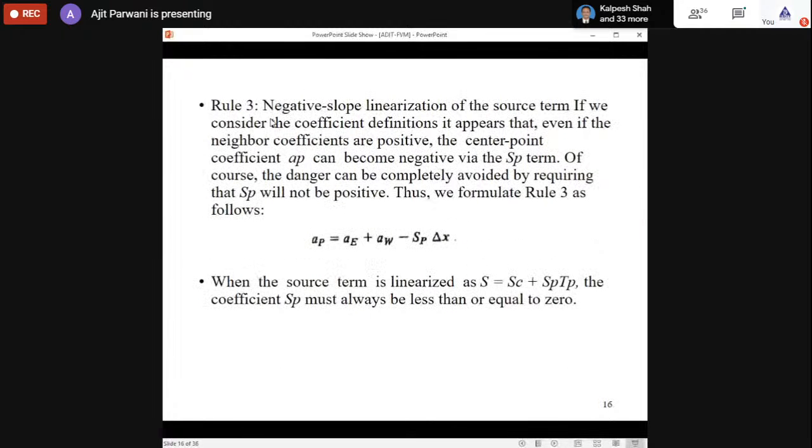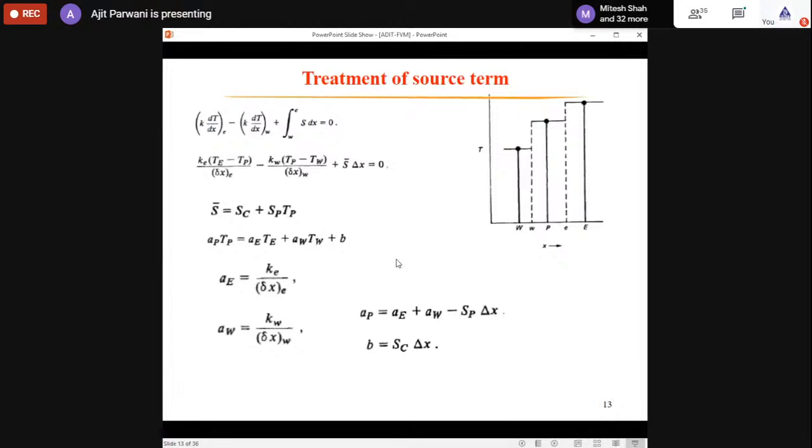Now what is the third rule? The third rule says that if the source term is a function of temperature, then the coefficient AP can become negative. How does it become negative? If the source term is a function of temperature, then AP is written as AE plus AW minus SP delta X. Suppose the coefficient SP is greater than AE plus AW, then what will happen? AP will be negative. So our second rule will get violated.